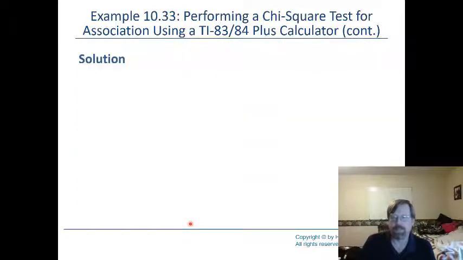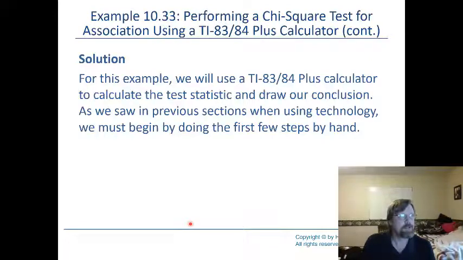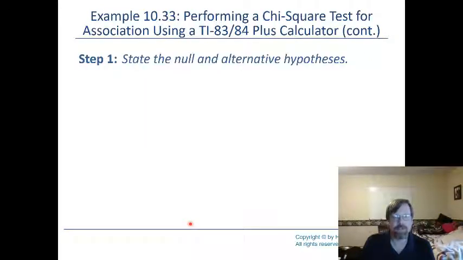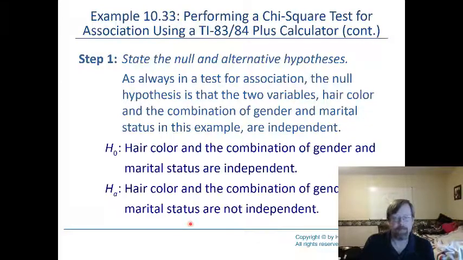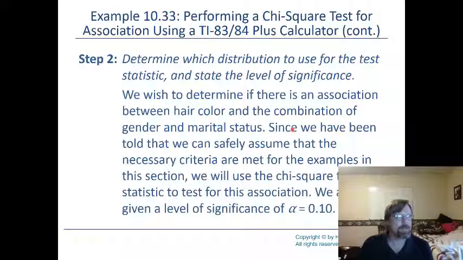So we're going to use the calculator here. Again, have to do the first couple steps by hand. Null hypothesis would be that these variables are independent. The alternative hypothesis that we're researching, the research hypothesis, is that they are not independent. Again, we're going to assume that all the necessary criteria is met, so we can use the chi-squared test statistic, and we're after a 10% significance level, which would be a 90% confidence level, so 0.1 and corresponding 0.9.